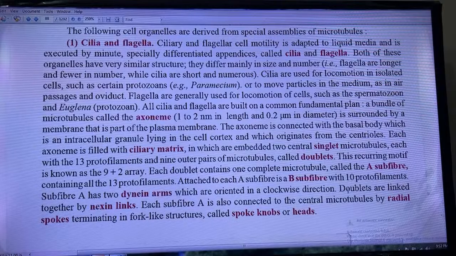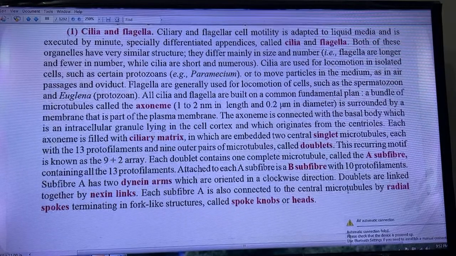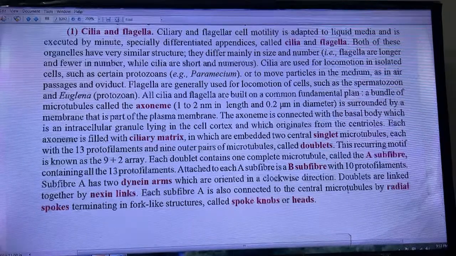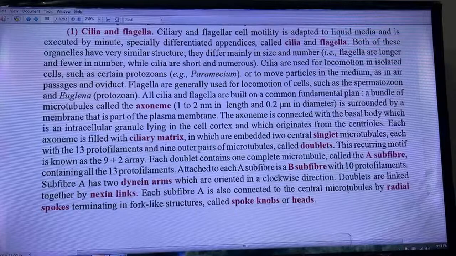cilia and flagella. Ciliary and flagellar cell motility is adapted to liquid media and is executed by minute specially differentiated appendices called cilia and flagella. Both of these organelles have very similar structure. They differ mainly in size and number. Flagella are longer and fewer in number, while cilia are short and numerous. Cilia are used for locomotion in isolated cells such as certain protozoans, paramecium, or to move particles in the medium, as in air passages and oviducts.